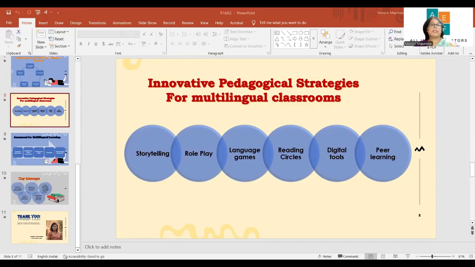It develops speaking confidence, creativity, and collaboration. For example, while teaching Adventure of Toto, we can assign roles and then they can perform it.